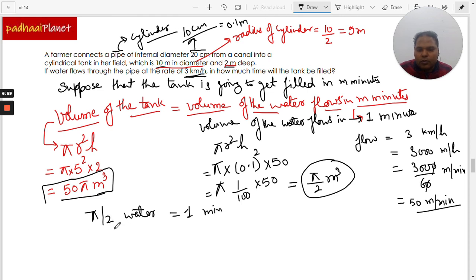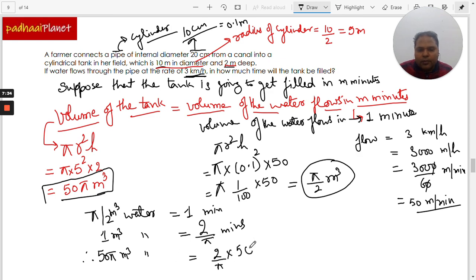Right? So this is pi by 2 cubic meter, so 1 cubic meter water will take how much? That will take 2 over pi minutes, and therefore 50 pi cubic meter water will take 2 over pi times 50 pi. So pi gets cancelled with pi, and this will be like 100 minutes, right? So that's the answer finally. So 100 minutes is the time which will be required for this tank to get filled when the farmer has connected a pipe with the internal diameter of 20 centimeter, right?